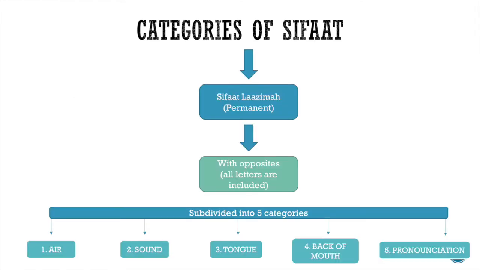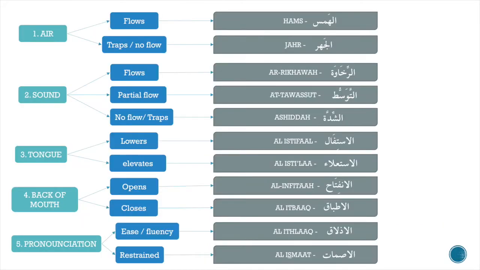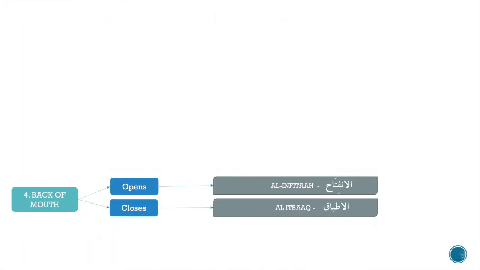As we have previously covered, we are studying Sifaat lazima with opposites, which is subdivided into 5 categories: air, sound, tongue, the back of the mouth, and pronunciation. So in this lesson, we will be looking at back of the mouth, where the back of the mouth opens, which is known as al-infitah, and the back of the mouth closes, which is known as al-itbaq.